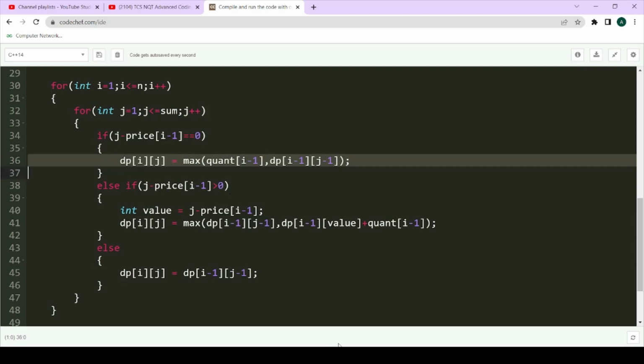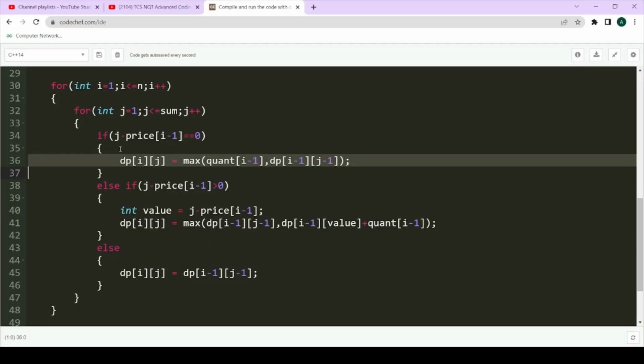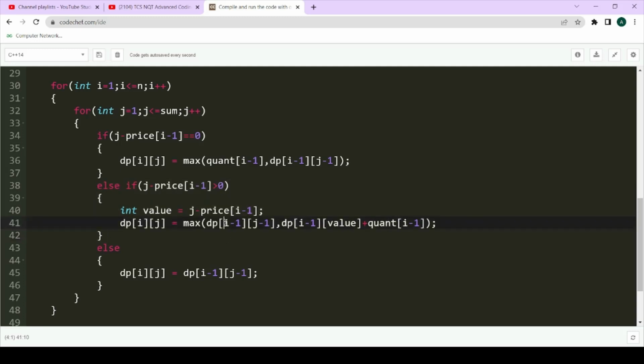Next condition is again similar. The first condition was that we have spent all our money in buying the current item. But the else if condition is, what if we had extra money and we have then bought the current item? Then again we will have just two things to compare. First of all, we will compare the value in which we have ignored the current value. That is, we will just take the above value, that is dp of i minus 1, j minus 1. This is the first value.